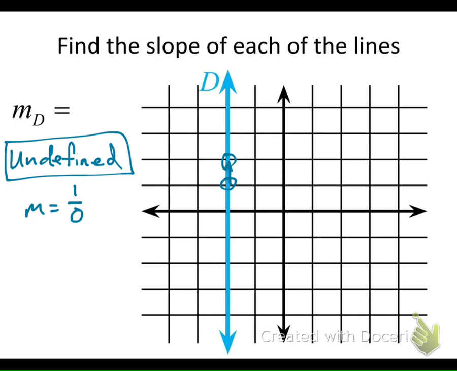But if we had a horizontal line, if it looked like this, what would our slope be? You're like, what? No? It's not the same thing? What's the slope of this line? 0. 0.